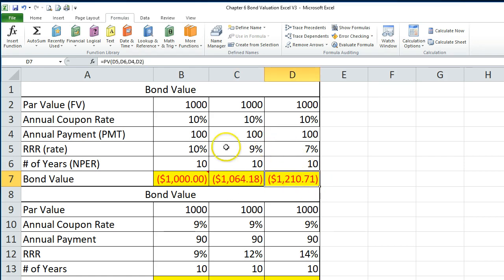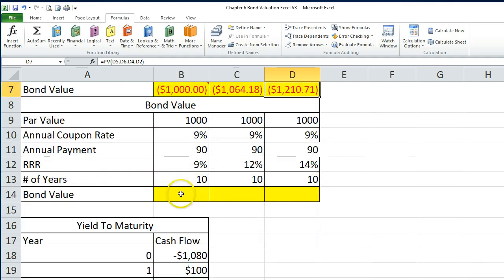So the lower the required rate of return, the more valuable the bond is as far as the current bond value. And you can kind of think of it this way. If the bond is paying 10% and you require only 7%, that bond is more valuable than the bond that is paying 10% and you require 9%. This means the risks are higher.